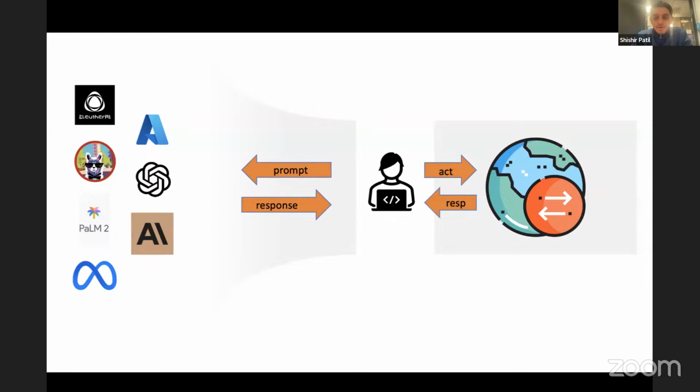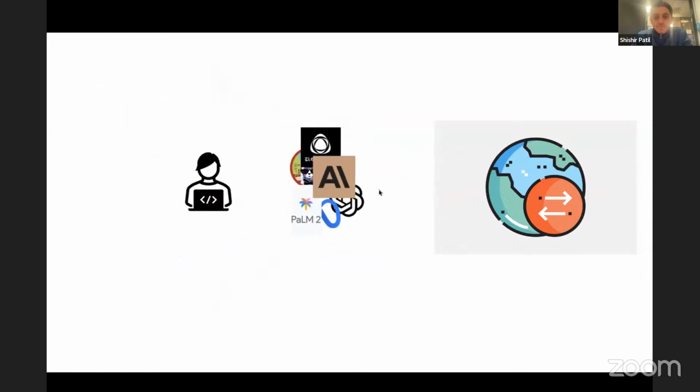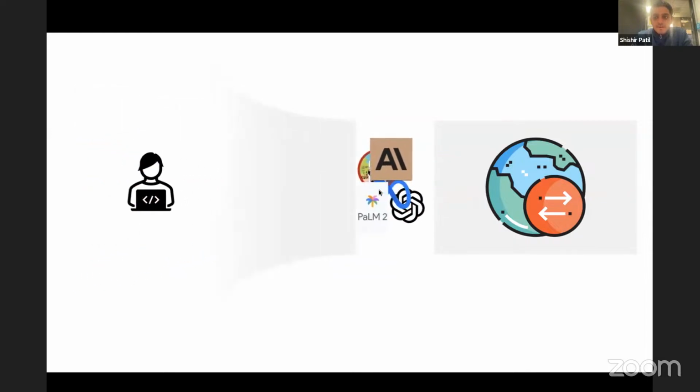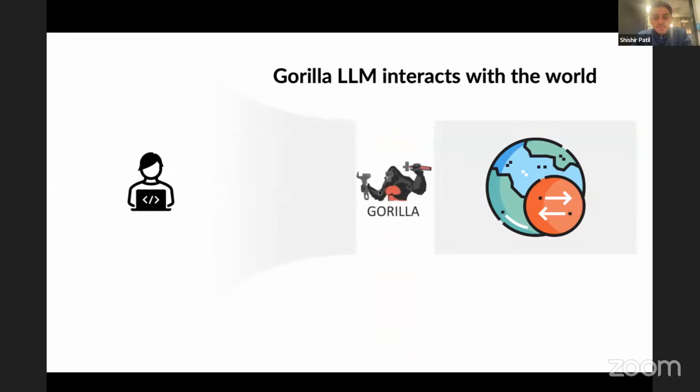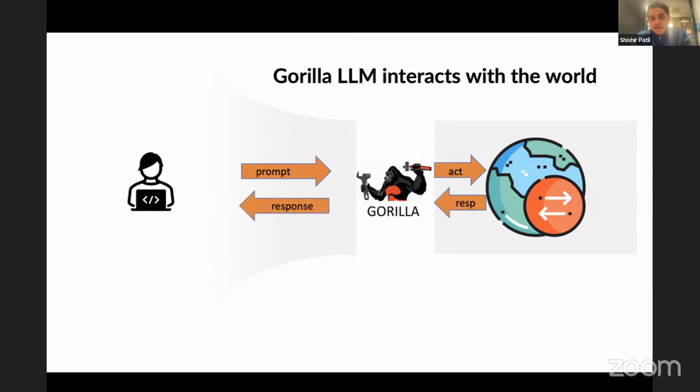Our goal with this project was, can we flip this around? Can you have this scenario where the LLM that we train to do this is the Gorilla LLM, and the user prompts, the LLM performs actions on the world, validates the response, and then relays that back to the user?